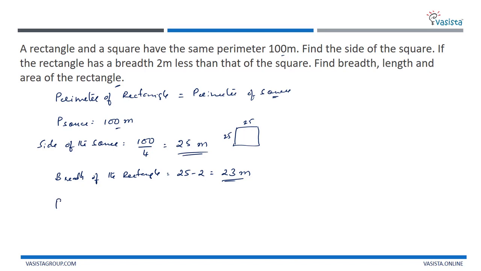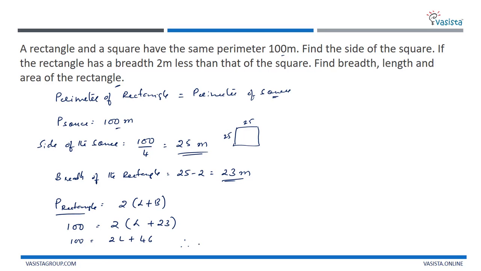So we know perimeter of a rectangle is equal to 2 into length plus breadth. Perimeter, we know that is going to be 100, is equal to 2 into, but we don't know L, let me write L as it is, plus B, that is 23. Now what happens here, 100 is equal to 2L plus 2 into 23, it is going to be 46.